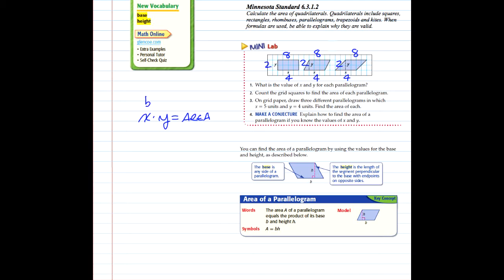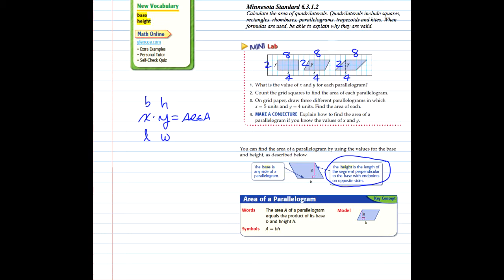Actually the same as if you had a regular rectangle. Base would be length and height would be width. So all three of those variables mean the same thing. The base is any side of a parallelogram. The height is the length of the segment perpendicular to the base with endpoints on opposite sides. That's a very important definition there. Easy to remember, we hope.